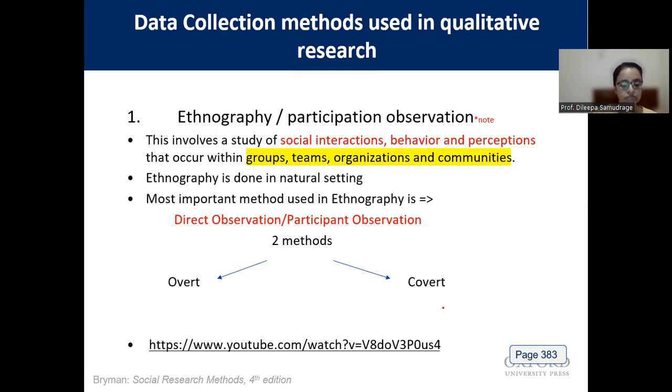Then the other point is, ethnography is done in a natural setting, right? Maybe a home, maybe a street, maybe in a factory, maybe anywhere you can do an ethnographic study. And in ethnographic studies, you have to go to the research setting, you have to observe, then you become a part of that setting, right? So that is participant observation. In ethnographic studies there are two methods. Overt means the people know that you are a researcher. Covert means people don't know that you are a researcher. So secretly you do your research work, right? You pretend that you are a co-worker. Those are the two methods. That is about ethnography, right?